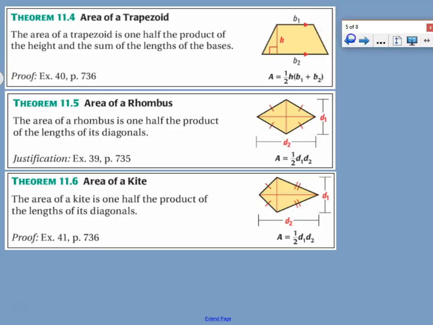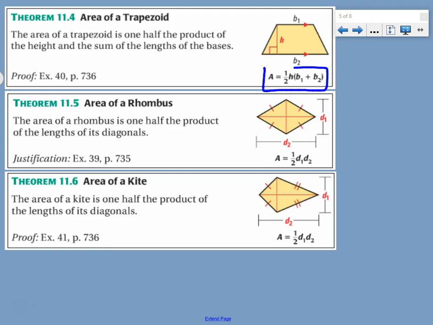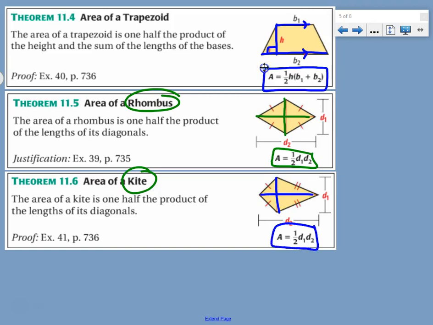All right, next piece is 3 more area equations. Area of a trapezoid is 1/2 the height times the sum of the two bases. So remember, the bases are the parallel sides, so the ones that have the little arrows, and then the height again is that perpendicular length. Area of a rhombus and the area of a kite, they have the same equation. It's 1/2 times the two lengths of the diagonals. So times diagonal 1 times diagonal 2. Same for a kite, 1/2 the length of your two diagonals multiplied together.